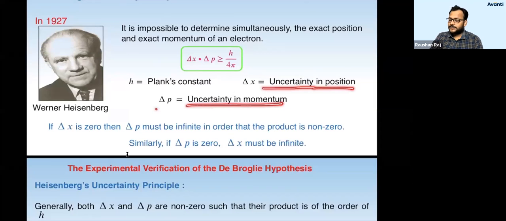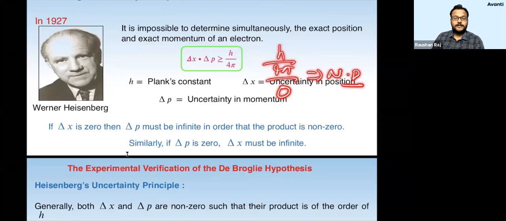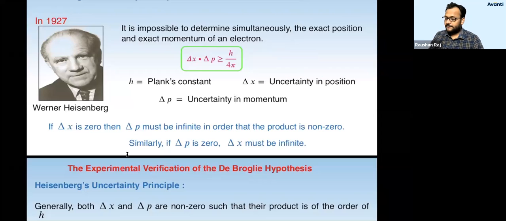Why is it not actually possible to locate exact position or exact momentum? आप खुद देख लो. If you are going to find out the exact position of a particle, if delta x becomes 0, what will happen to delta p? Delta p will be infinity, not a defined value. H by pi divided by 0 will give what? A not defined value, right? So then momentum will not be defined. If you have exact momentum, then delta x won't be defined.